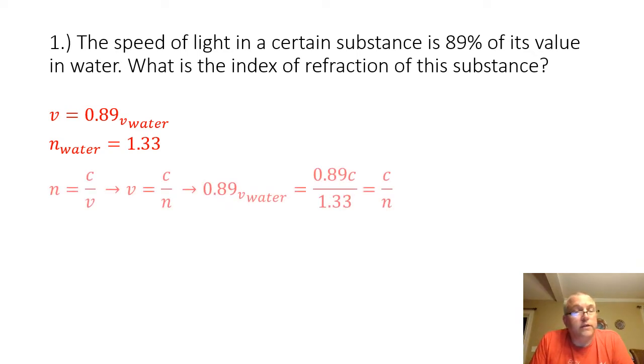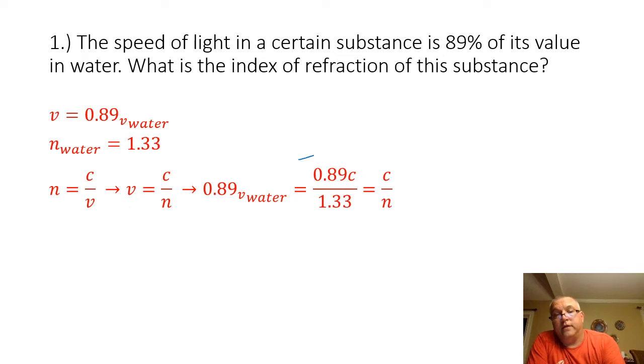I know that the index of refraction is equal to the speed of light in a vacuum, c, divided by v, the speed of light in a medium. Solving that for v will give me v equals c divided by n. So plugging in my known values, 0.89 times the velocity in water equals 0.89 times c divided by 1.33, and that equals c divided by n.